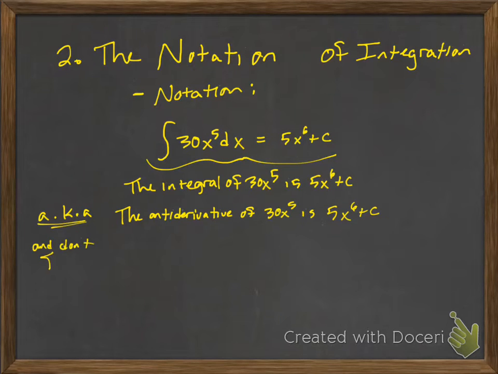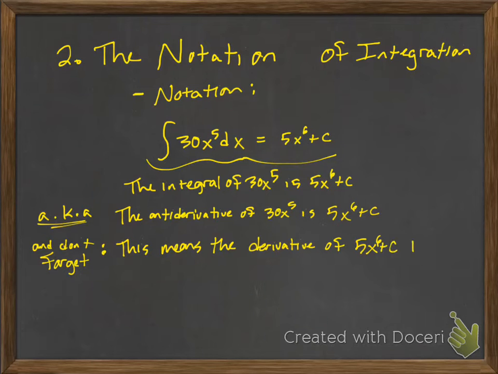And don't forget, we always want to keep this in mind, what that means is then also the derivative of 5x to the sixth plus c is 30x to the fifth. Because remember, an antiderivative is undoing the derivatives we've been doing all along. And we all know the derivative of 5x to the sixth plus a constant is 30x to the fifth. Therefore, the antiderivative of 30x to the fifth is 5x to the sixth plus some constant.